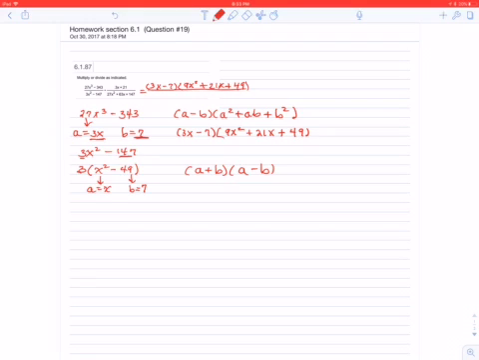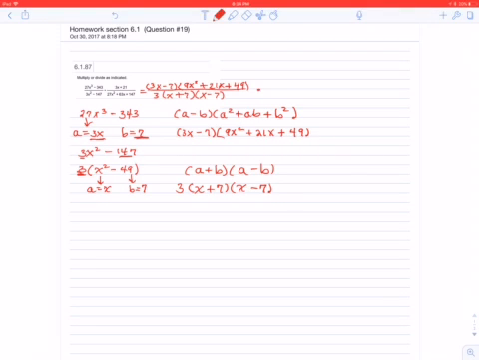So it'll be a, which is x, plus b, which we said was 7, times a, which is x, minus b, which is 7. So if I bring down that 3 that we took out initially, I have 3 times x plus 7, x minus 7.